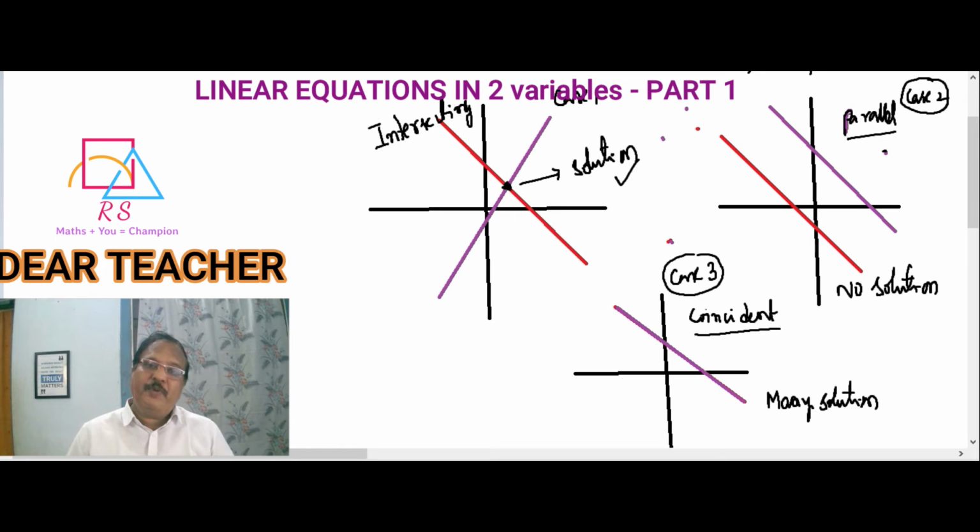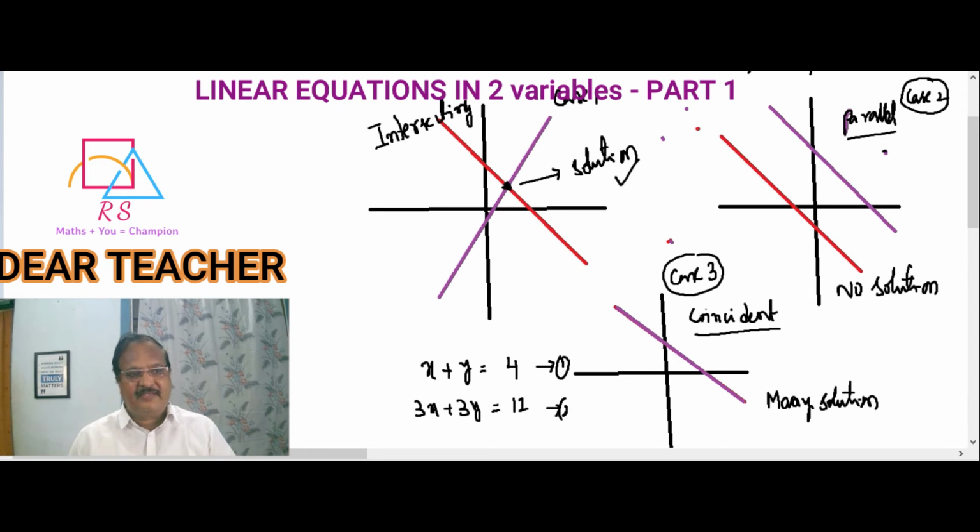So then you may be asking how it is possible, sir. I will give you an example. x + y = 4 is the first equation. 3x + 3y = 12 is the second equation. First equation and second equation, they are the same only. First equation multiplied by 3.